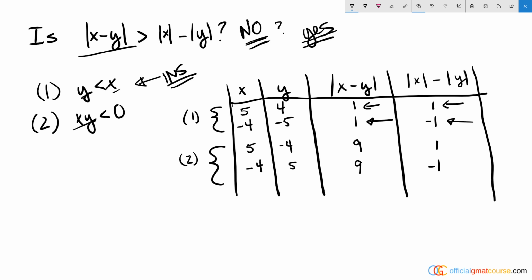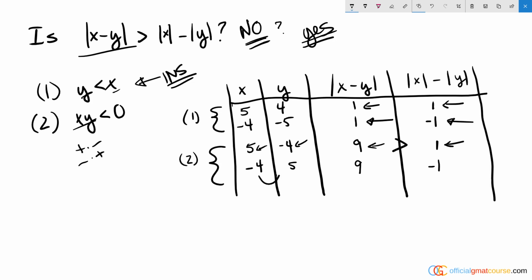Let's look at statement two on its own. x times y is less than 0. Well, that means either a positive times a negative or a negative times a positive. So let's mess around with it and see what we get. If I make x +5 and y -4, then I find that the absolute value of x minus y is 9, and the absolute value of x minus the absolute value of y is 1. In this situation, this side is greater than this side.